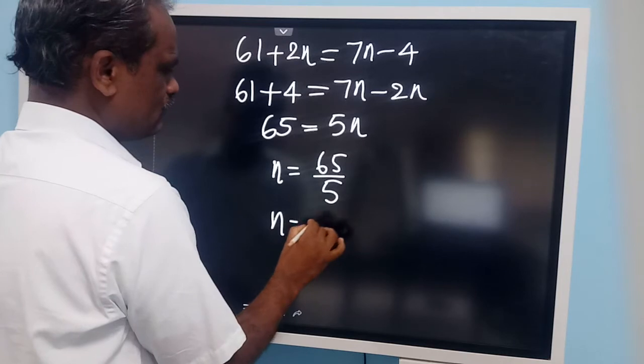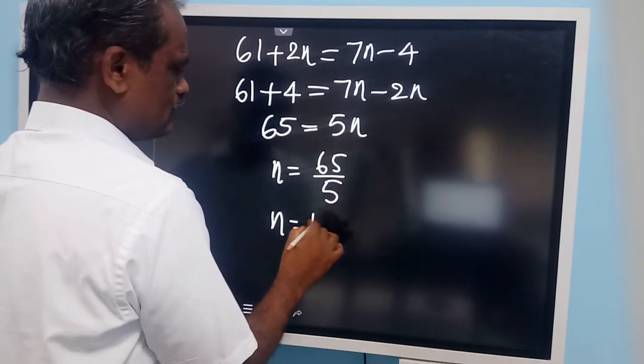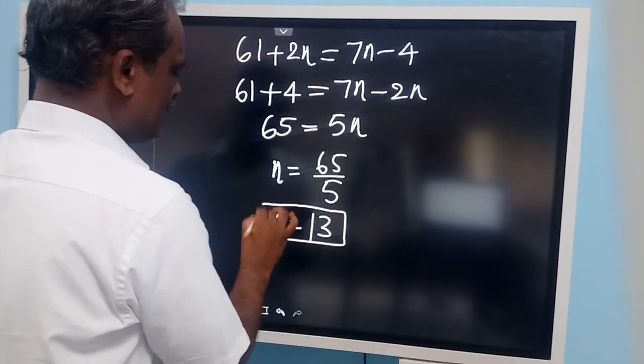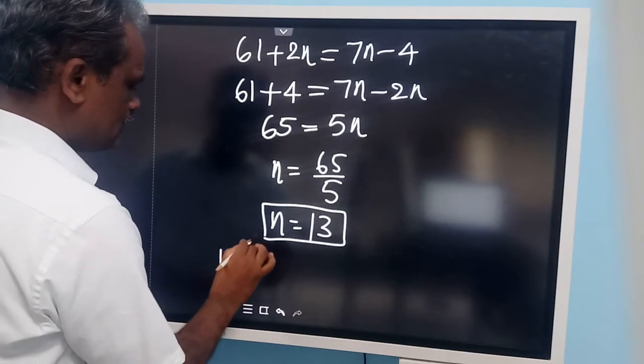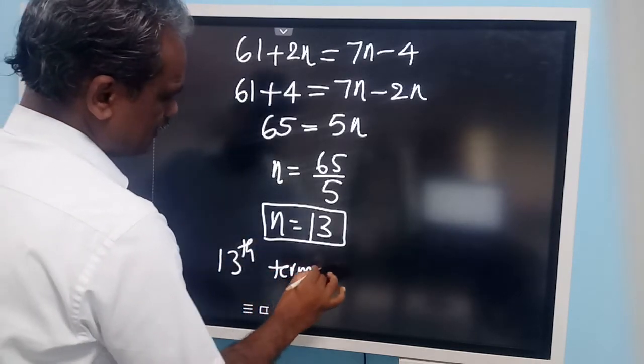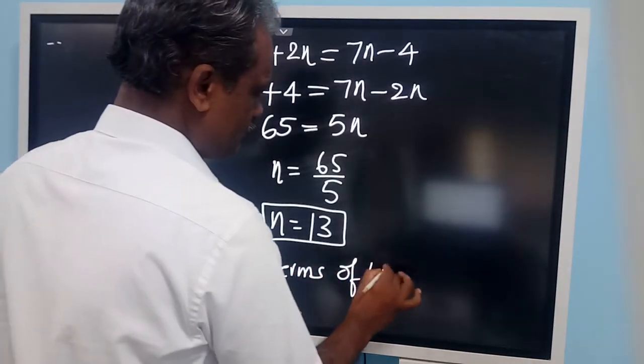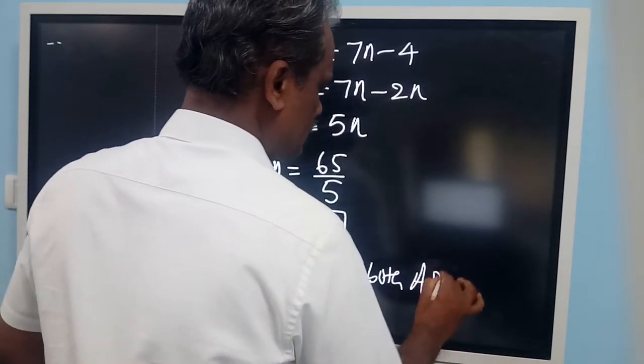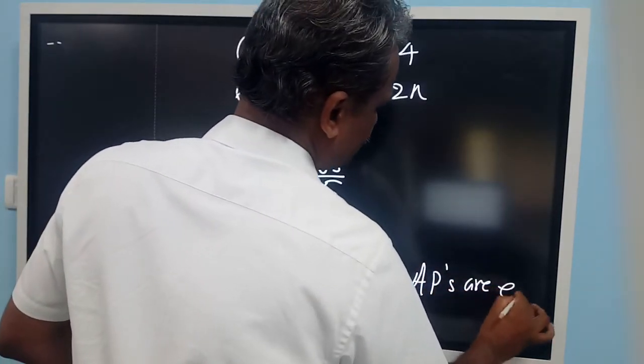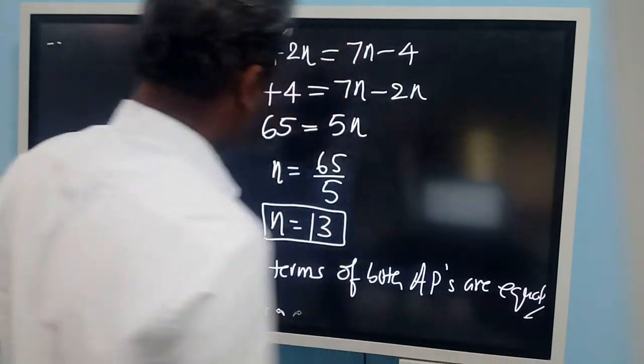So n is equal to 5 ones are 5, 5 threes are 15, so 13. The 13th terms of both APs are equal. Is it clear?